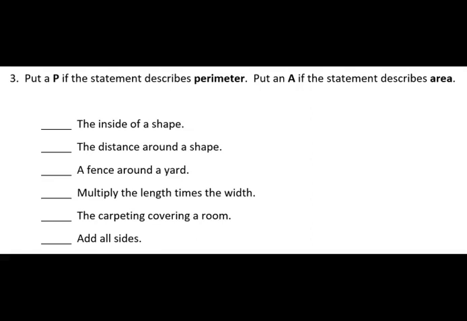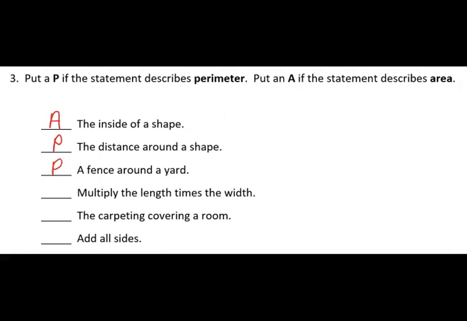In the next section, we're going to decide if each statement is describing the perimeter or if it's describing the area. The first statement says the inside of a shape. When we measure the area of a shape, we're measuring how many squares make up the inside of the shape. When we're measuring the distance around the shape, we're measuring the perimeter. A fence around a yard could be considered the perimeter of the yard since the fence outlines the yard just like a line around a polygon.